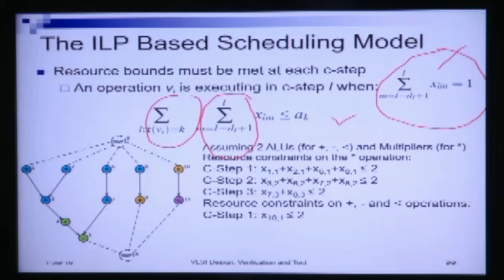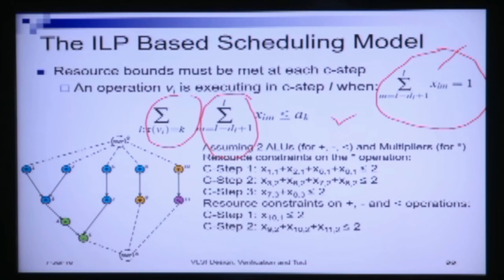Now, we come to the resource constraint on the addition, subtraction and comparison operations that has to be performed using the ALU, the 2 ALUs that we have. So, what do we have? We have a single operation, the 10th operation, that can possibly be scheduled in time step 1 using the ALU resource, and therefore, we have the constraint as x10(1) less than equals to 2.